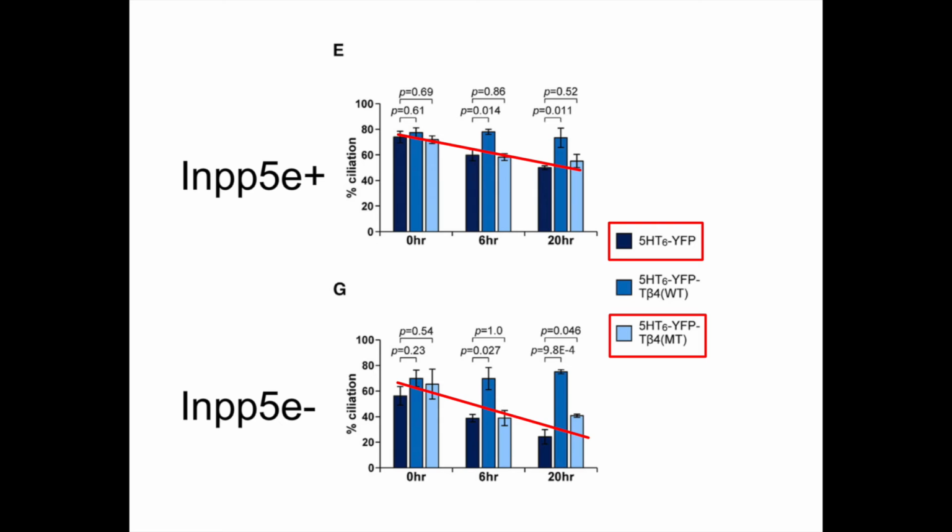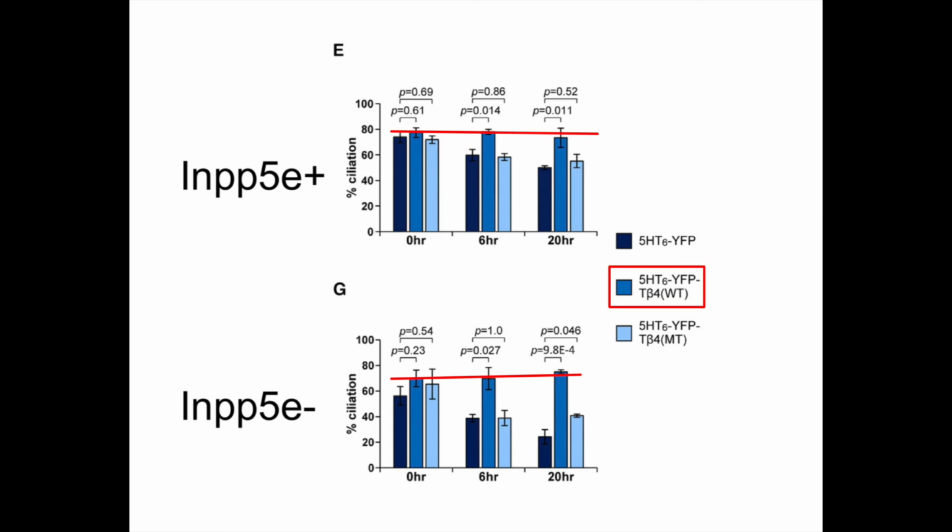But over time, the 5-HT6 and mutant-type thymosin beta-4 expressing cells showed a decrease in overall ciliation. However, the wild-type thymosin beta-4 expressing cells were able to maintain their level of ciliation in the 20-hour window. This showed that inhibition of ciliary actin by the wild-type thymosin beta-4 suppressed decapitation, and as such, saw less ciliary disassembly.